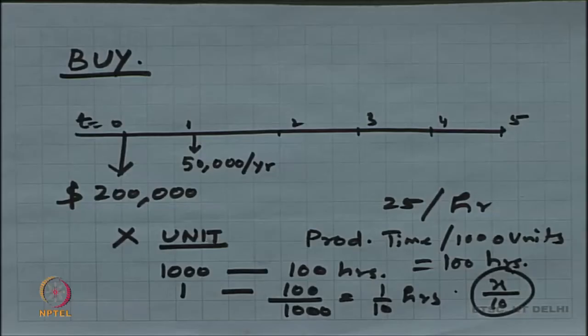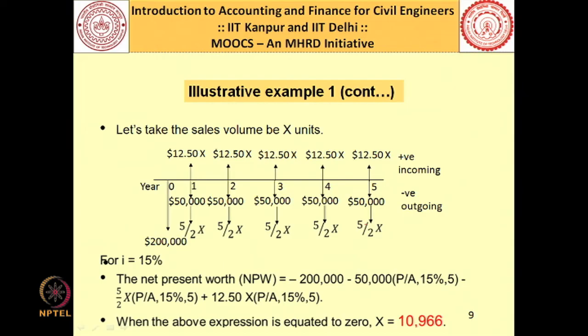Now, I can draw the whole thing on a piece of paper in a cash flow diagram like this. If you remember, the sales price is 12.5 rupees per unit. So, I am assuming that sales volume is X units. So, this is going to be 12.5x every year. Why? I am assuming that every year we are selling X units and the price for 1 unit is 12.5.